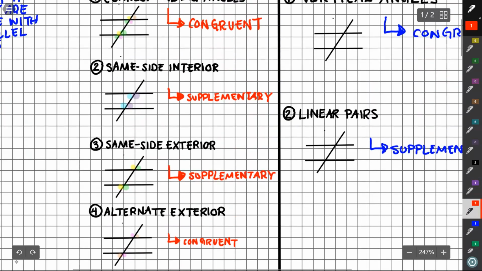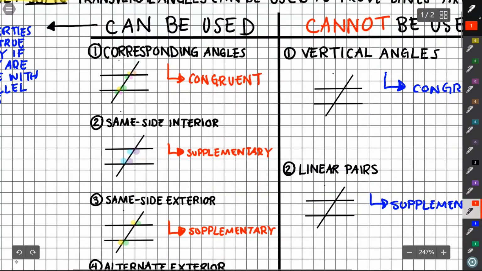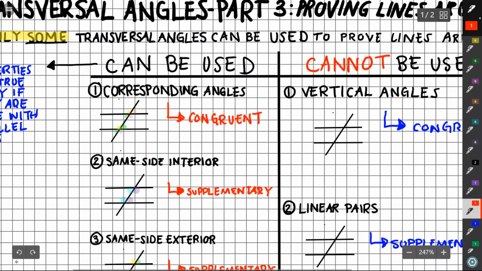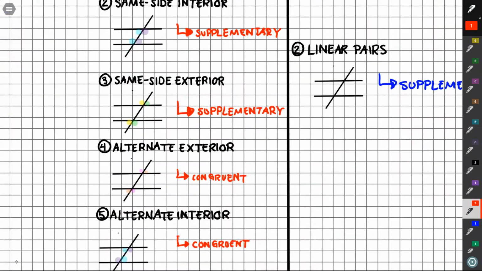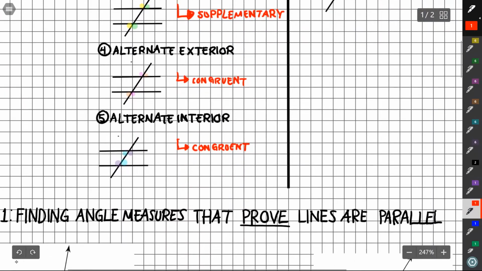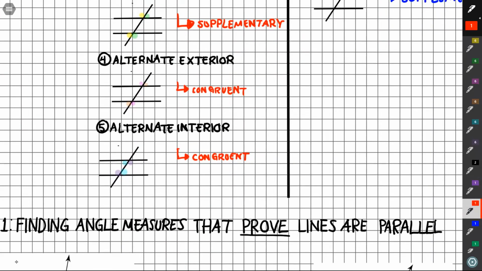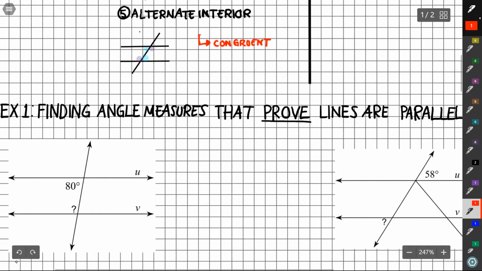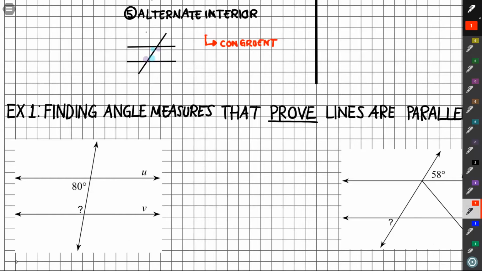And these 5 are what we're going to use to figure out whether or not we can prove that lines are parallel. Alright, we're going to go through 3 different examples. The first one, we're just finding angle measures that will prove that lines are parallel. So this is very similar to the exercises we did last session. So the very first thing we want to do is figure out the relationship.